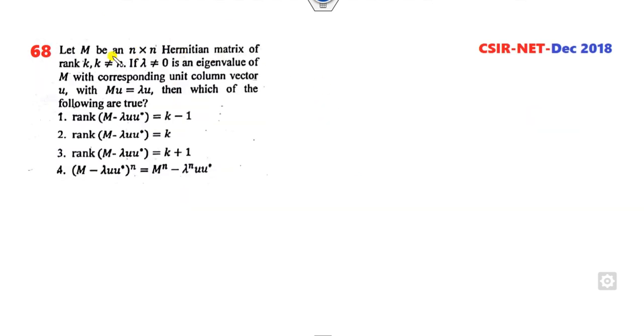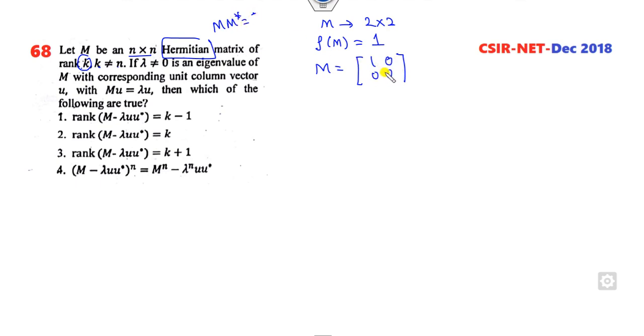Okay, now look at that. M is my n cross n Hermitian matrix. Rank is m. Since n is not given to you, I can simply take n as 2 cross 2. Rank of M is k, but k is not equal to 2. So it means the rank must be 1. So I can simply take any matrix which is Hermitian. So that is here, 1 0 0 0. Fine. So the rank of this is 1.